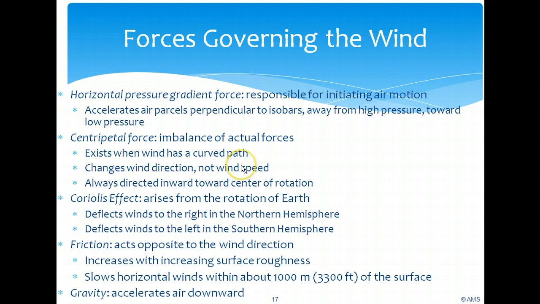This next slide shows a summary of the forces that we've just talked about. So you should look these over and go to your text in Chapter 8 and look these over, especially the summary section, which will kind of put all of these things together for you.